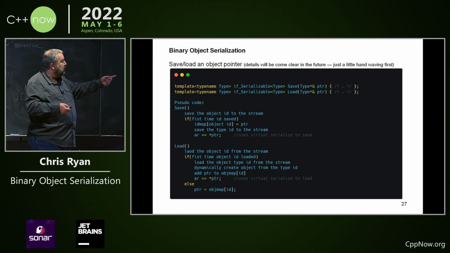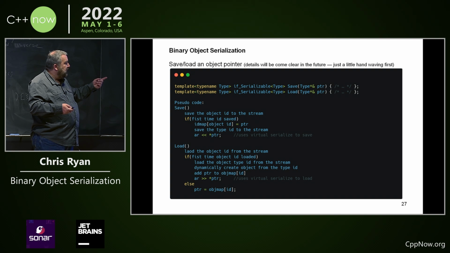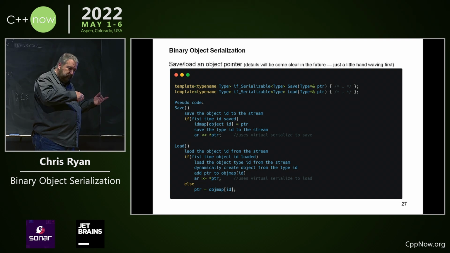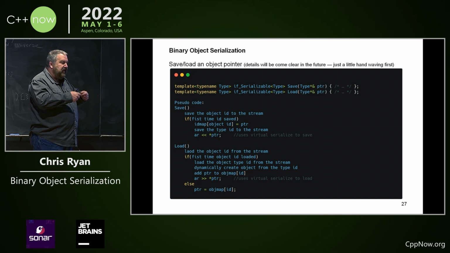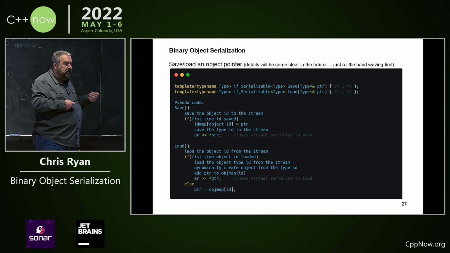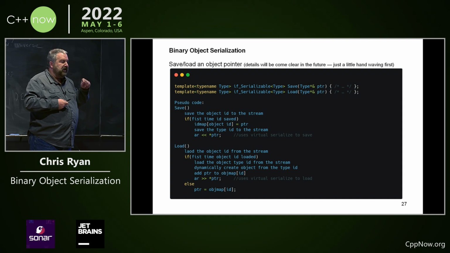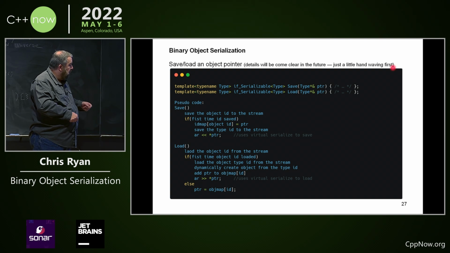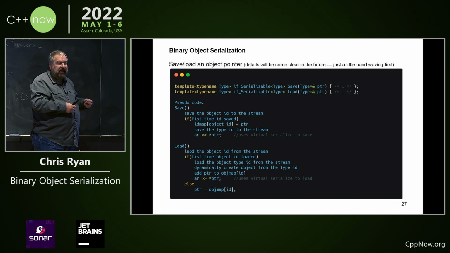For loading, I get the object ID from the stream. If it's the first time it's loaded, I go get the object ID and the hash. I dynamically create the object. Magic mechanism to be shown later. And then I add that pointer to my object map. So if I ever come across this object ID again, the only thing that had to be in the stream was the object ID. And then I can do some fix-up. If it did exist before, I just get the object pointer out of the object ID and assign that back to the pointer. So I didn't have to recreate it. It's a little glorified linking fix-up.